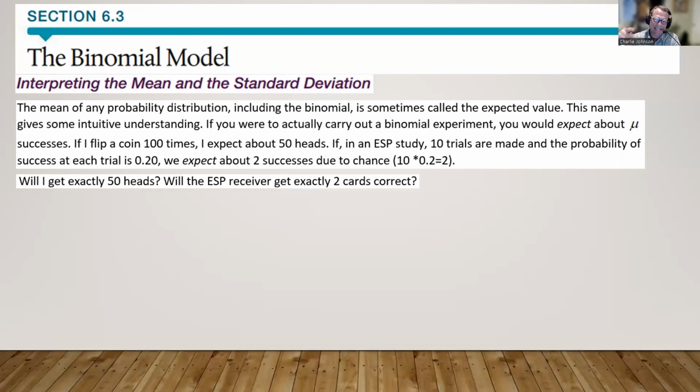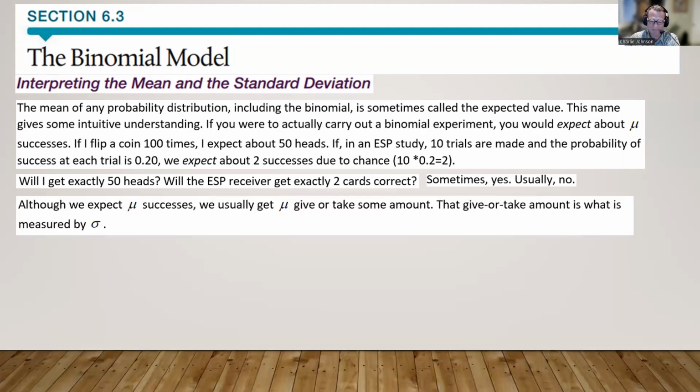Now, will you get exactly 50 heads? Will the ESP receiver get exactly 2 cards correct? Sometimes maybe, usually not. Although we expect mu successes, we usually get mu give or take some amount. And that give or take amount is what is measured by sigma, or the standard deviation.